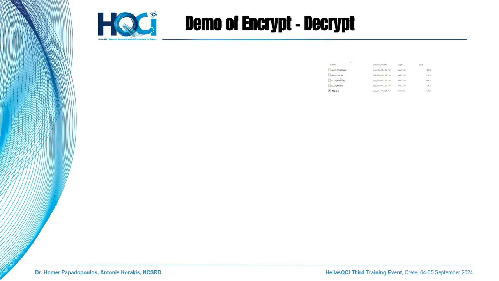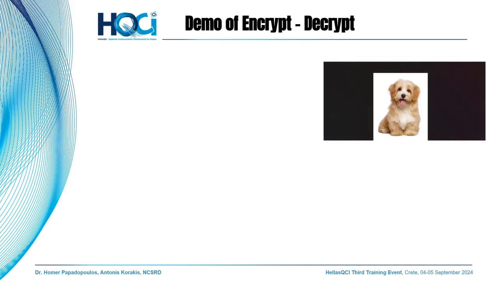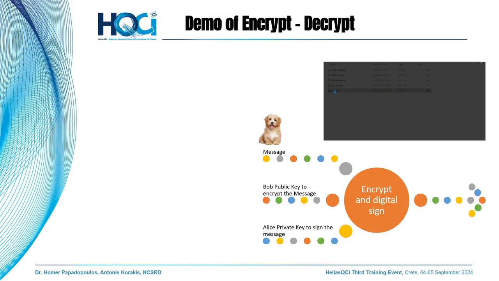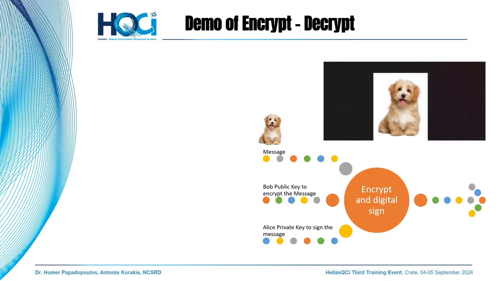And of course, we have a message here. What is the message? Let's say Alice wants to send Bob a message. The message is a simple picture, a very simple picture. So Alice wants to send this picture to Bob. What should Alice do? First, this is the message.